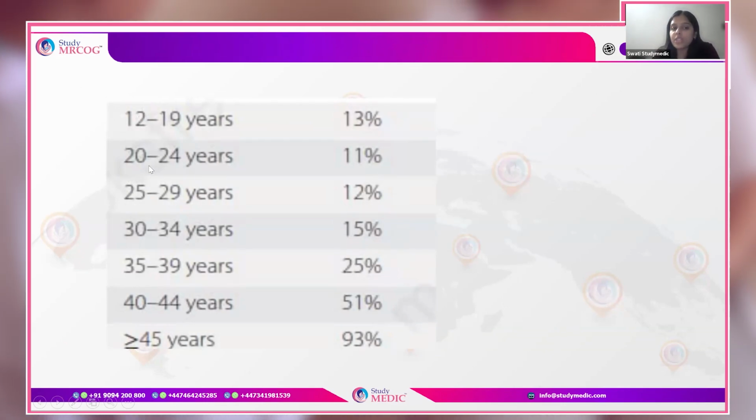It's the least in 20 to 24 years. After 35, it rises very rapidly. 35 to 40, it's 25%. 40 to 45, it's 50%. And more than 45, it's more than 90%. Okay, so these percentages have been repeatedly asked. Please keep them on your fingertips.